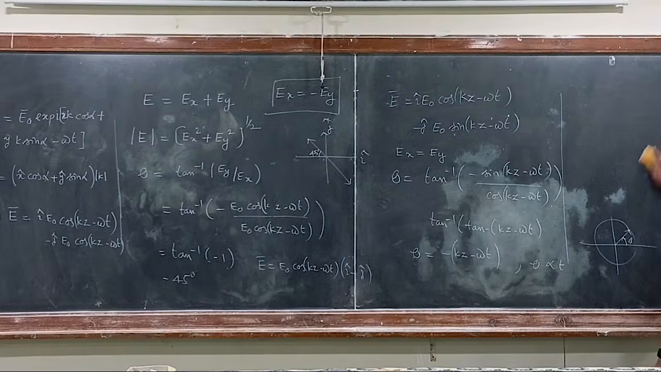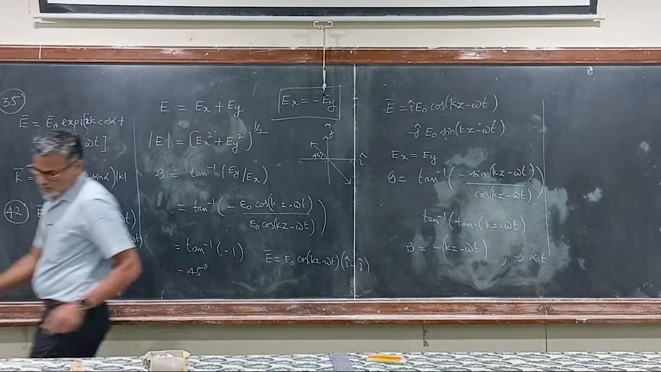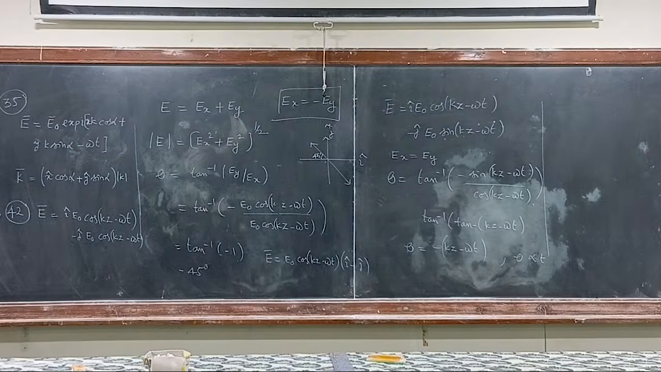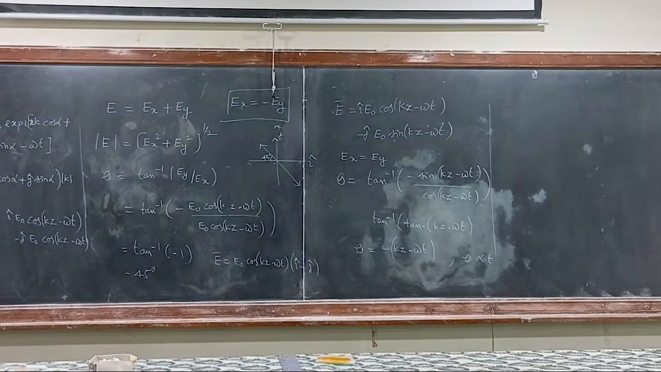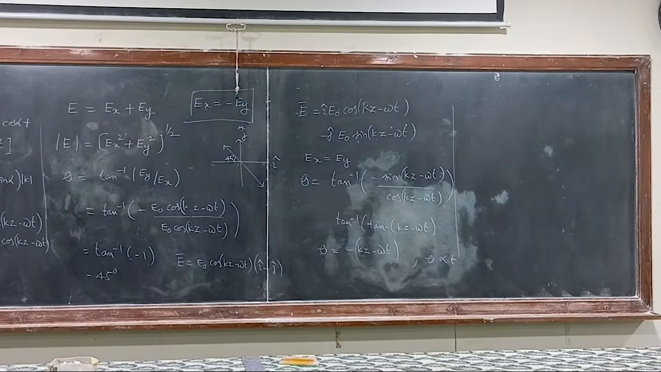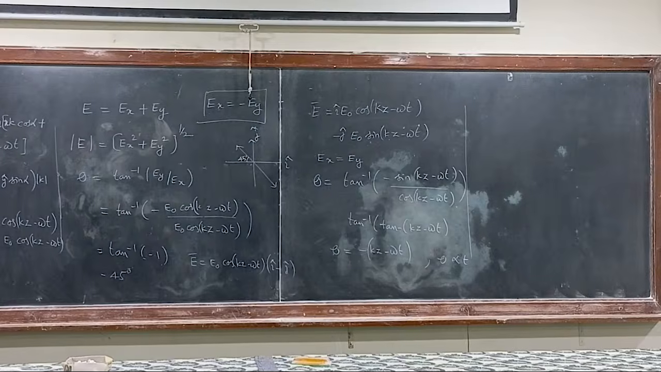So for that problem, this angle will be, let's say, minus 45 degrees with respect to the x-axis. So from the given options, you can see that it is linearly polarized along z. Along the z-axis also you can linearly polarize. Okay, now let's move on to 43.